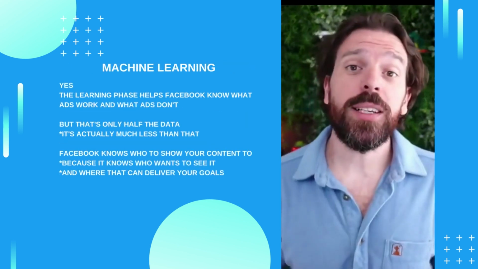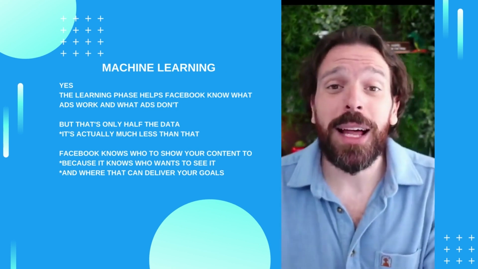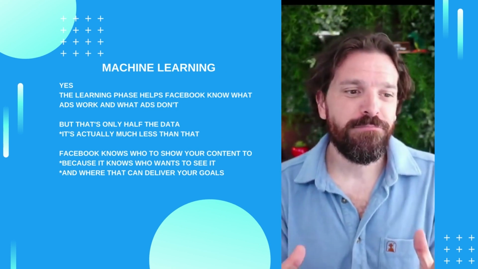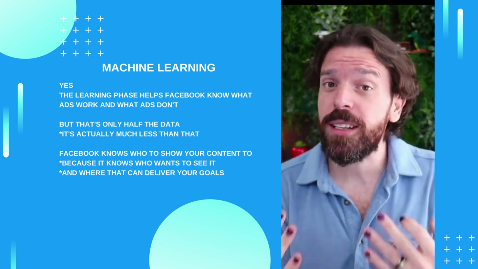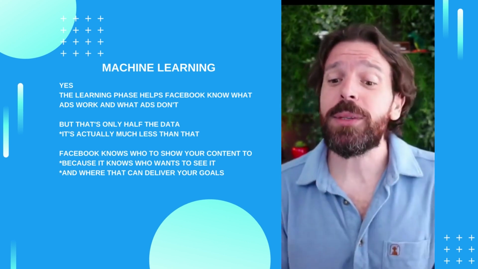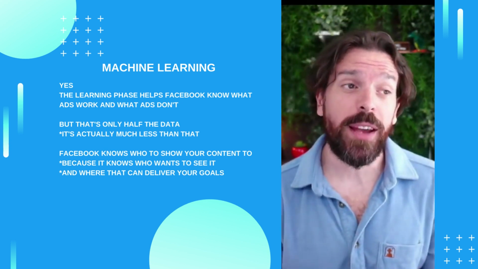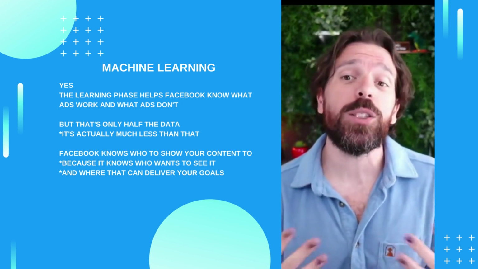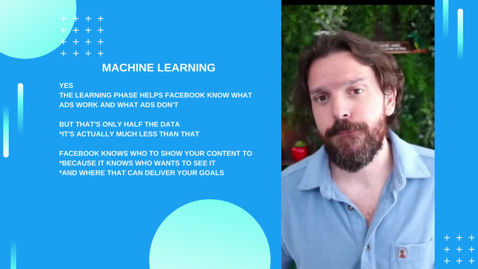Now, this might come across as a hot take, but Facebook is a machine learning platform. That shouldn't be too ridiculous. But honestly, more often than not, it is. So let's understand what that means. One, we have to respect the learning phase, because that's Facebook's way of saying whether or not they know what ads work and what ads won't. But that's really only half the data. Actually, it's a lot less than that.